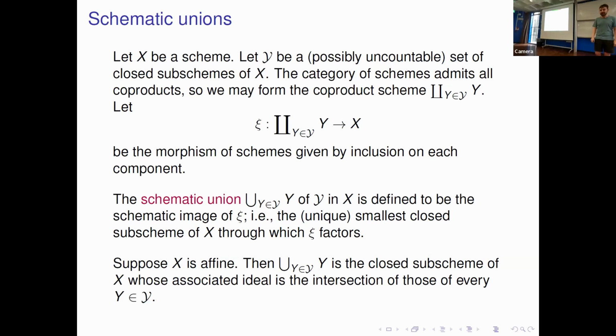Okay, but really what I'm talking about is affine schemes. So in that case, it's really quite down to earth. So what is a closed subscheme of an affine scheme? It just corresponds to a quotient of the ring, or an ideal.